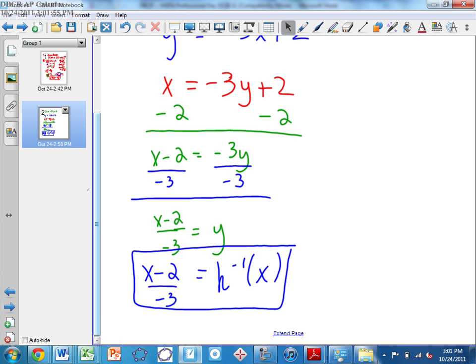Because in the first problem you put this in front, so it doesn't matter. It's like saying x equals 4 and 4 equals x.